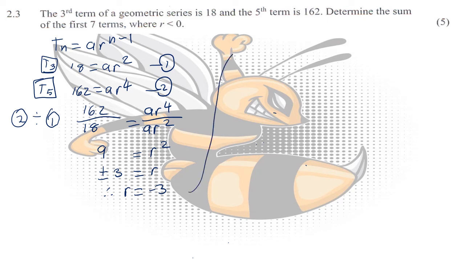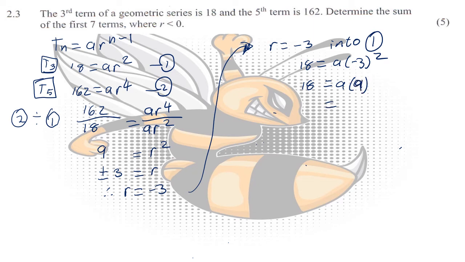From there we can then simply find our a value by substituting r equals minus 3 into either equation 1 or 2. So I'm going to take r equals minus 3 into equation number 1. So 18 is then equal to a times minus 3 squared. So it's going to give me 18 is equal to a times 9. And then to get rid of the 9, we divide on both sides by 9, and we have that a is simply equal to 2.